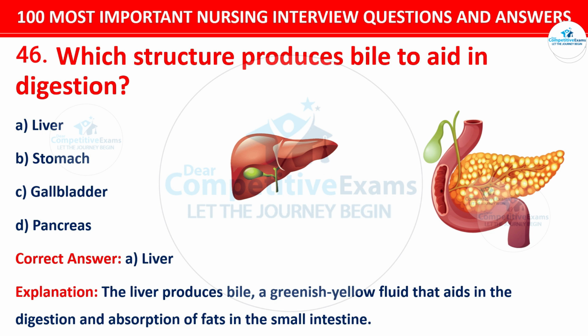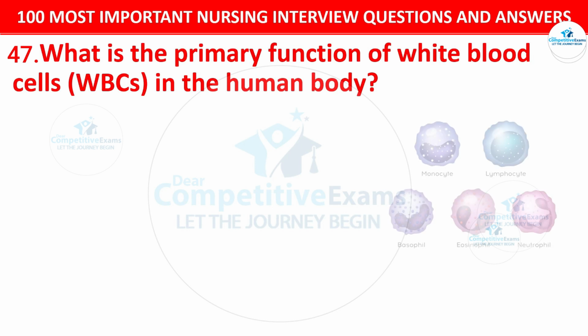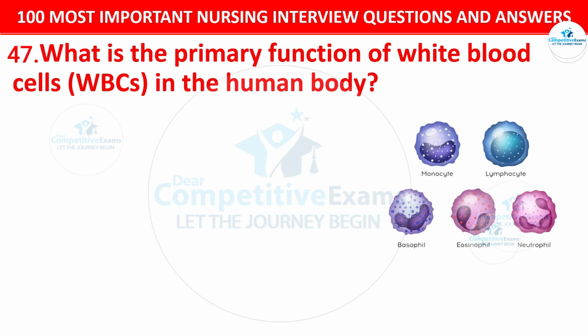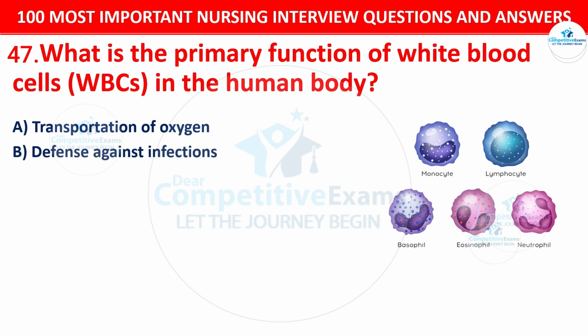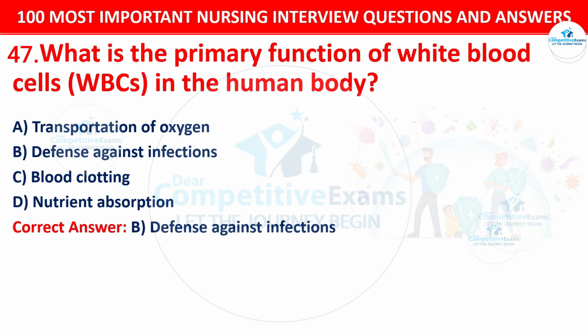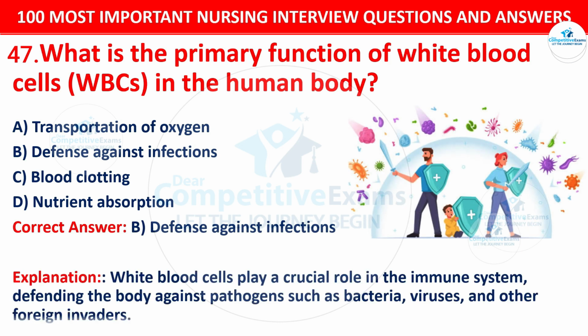Question number 47. What is the primary function of white blood cells, WBCs, in the human body? Your options are transportation of oxygen, defense against infections, blood clotting, or nutrient absorption. The correct answer is B, that is defense against infections.